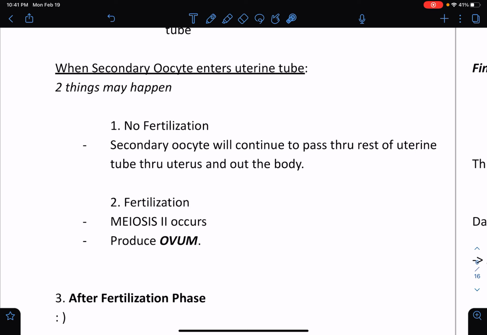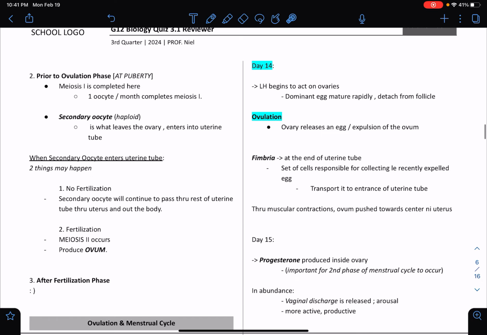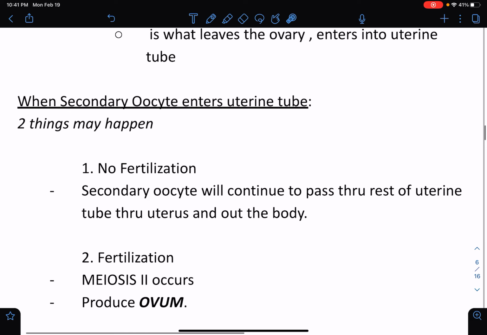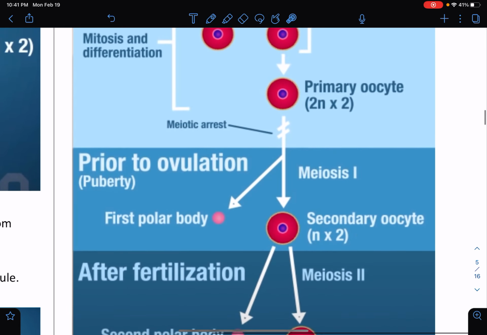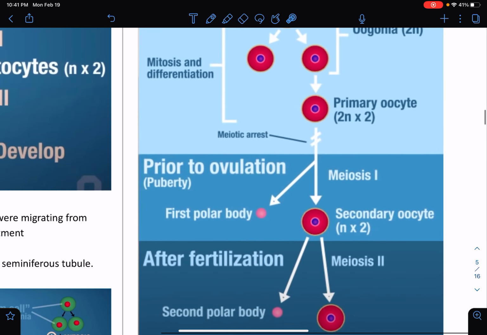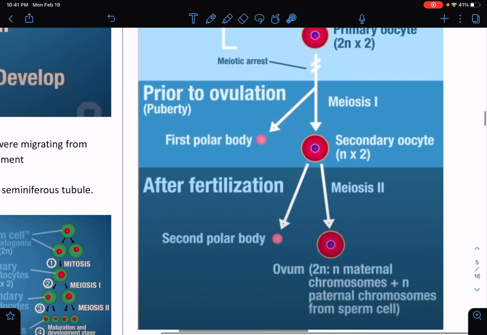Either the woman gets pregnant, by which meiosis 2 would occur and production of the ovum would happen. But if there is no fertilization, the secondary oocyte will continue to pass through the rest of the uterine tube, through the uterus and out of the body. So basically, if the woman does not get pregnant, phase 3 will not happen. Or in other words, meiosis 2 will not happen.